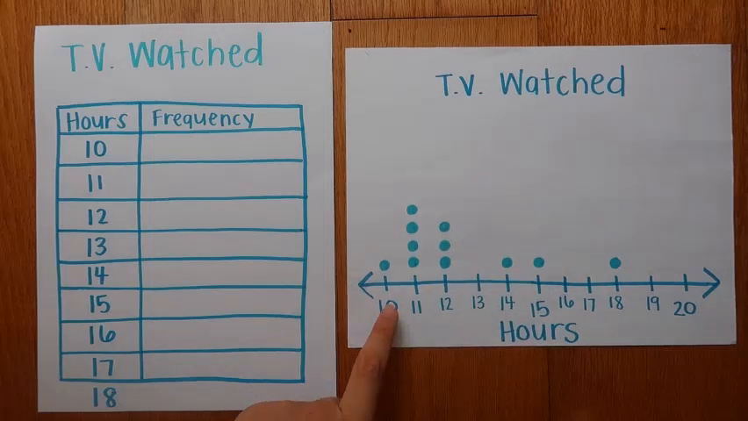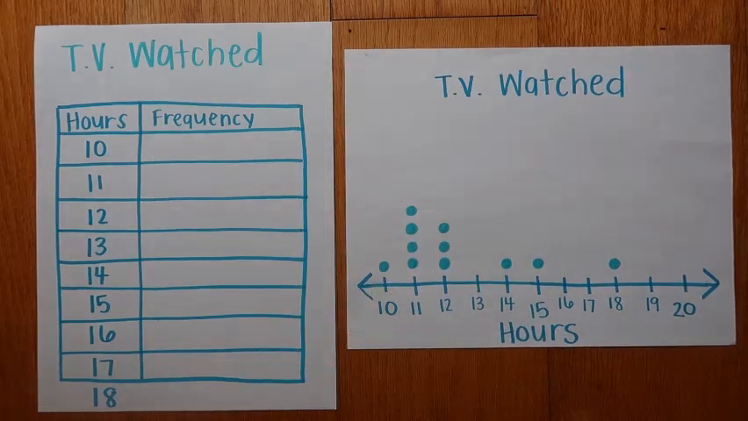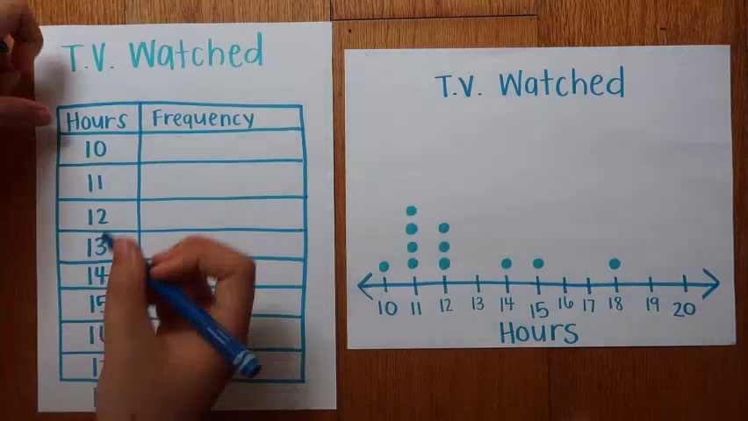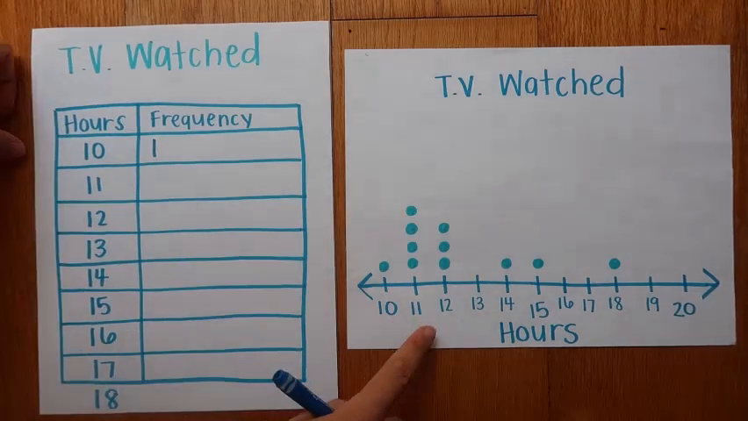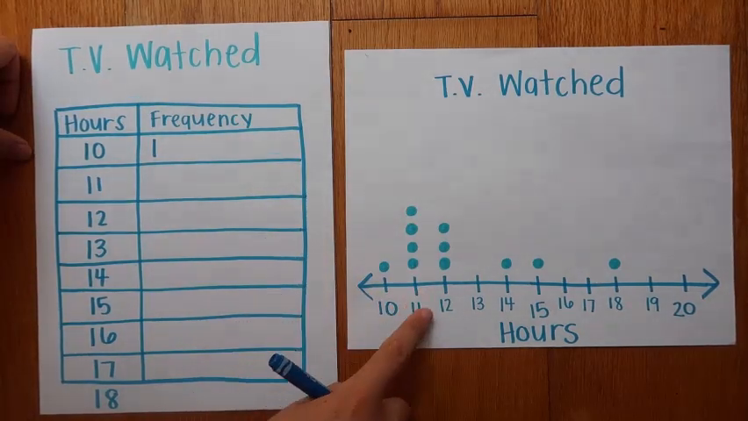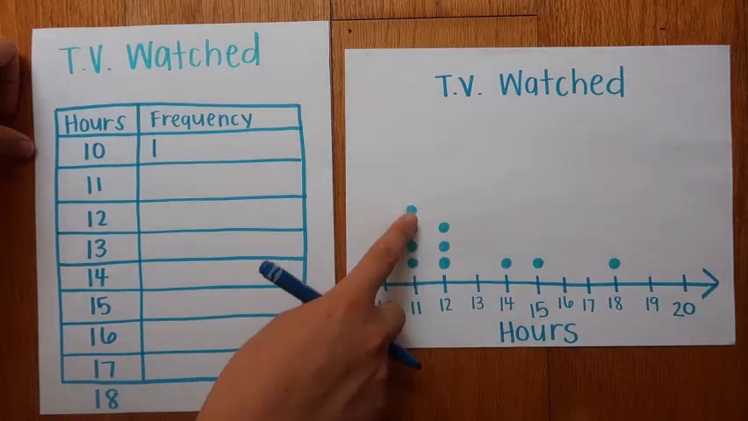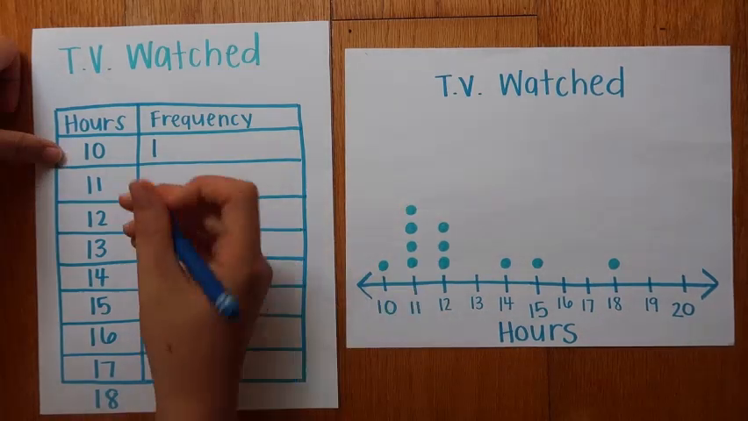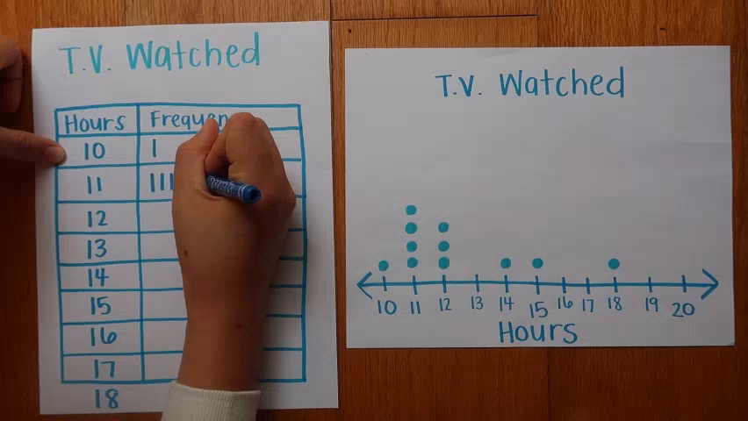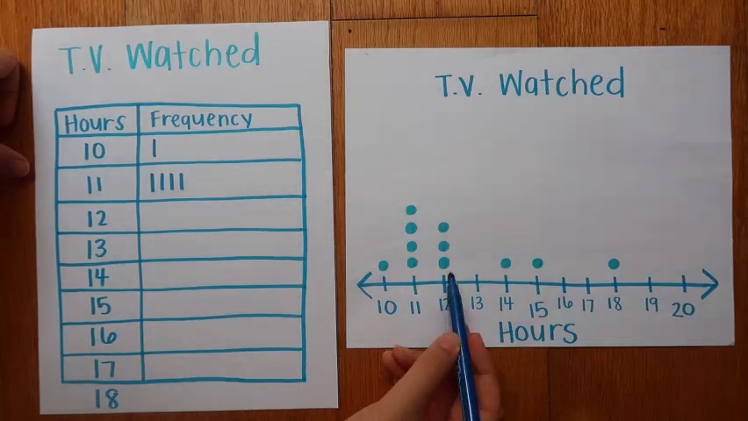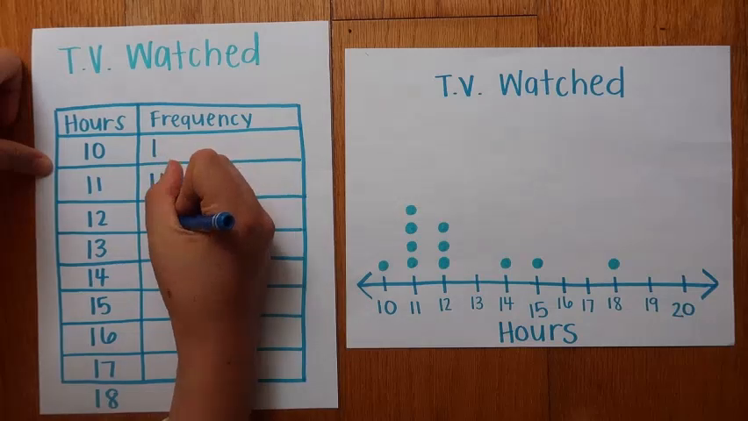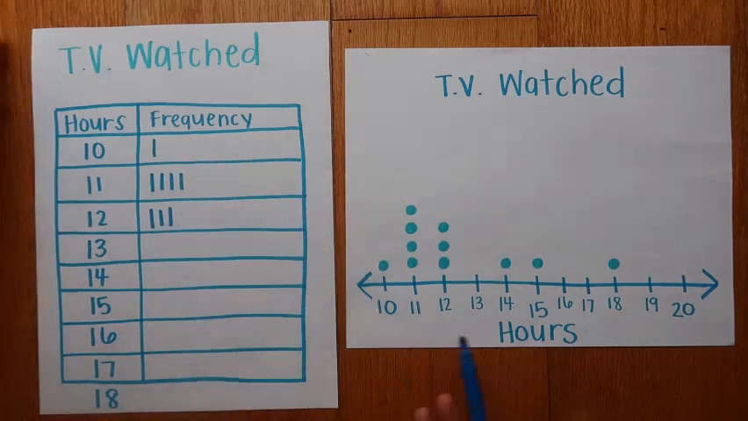Starting at the least one here, 10 has one dot. That means 10 occurred one time in the data. That means one person watched TV for 10 hours. So I'm going to put one tally. Four people watched TV for 11 hours: 1, 2, 3, 4. Three people watched TV for 12 hours. There's 3 dots, so there should be 3 tallies.